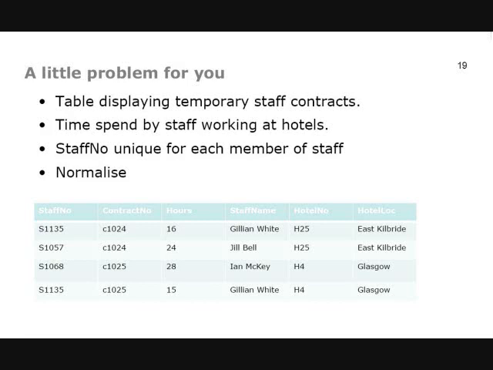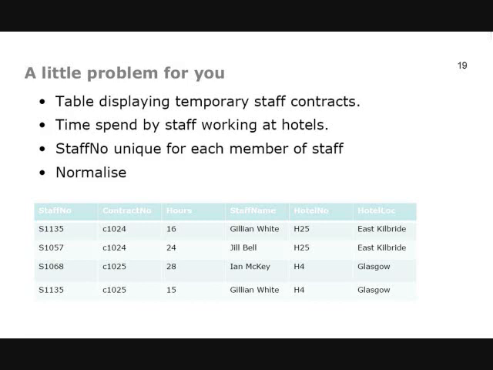So it might be something like a staff number and contract number establishes. So here we have a scenario where we have a contract that is a member of the staff, but maybe they go to more than one hotel. Okay? And what else do I have? What other functional dependencies do I have there?